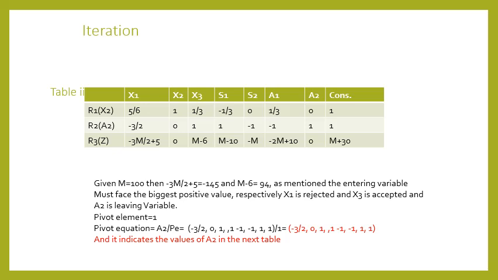So this operation ensures that x3 is entering variable, A2 is leaving variable, and negative 3 over 2 is key element, and the pivot equation is A2 over pivot element. Sorry, that's correct. That is correct.